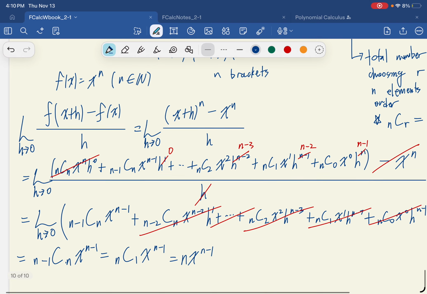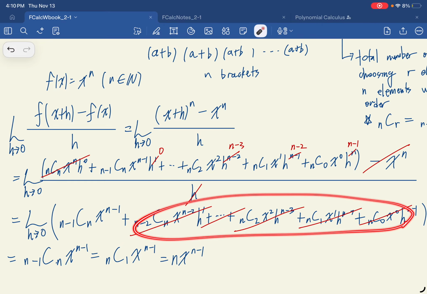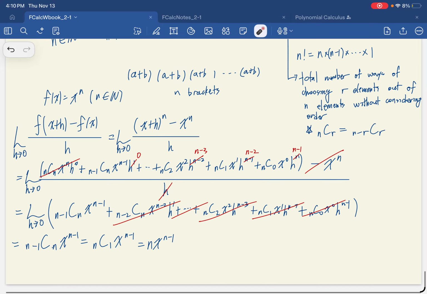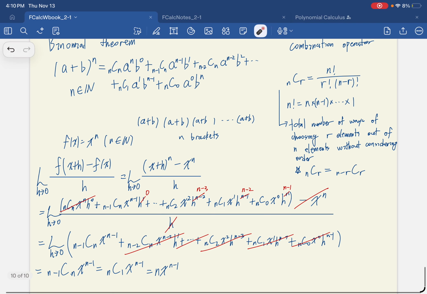And there you go. The derivative of x to the power of n, by the definition, leads to n times x to the n minus 1. So there's a lot of complicated expansion, but in the end, almost everything goes to 0. So that's the proof involving the binomial theorem and the combination operator.